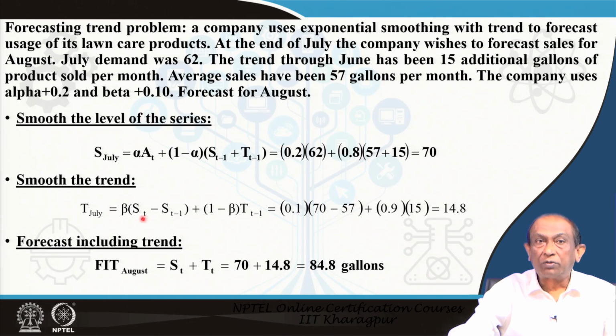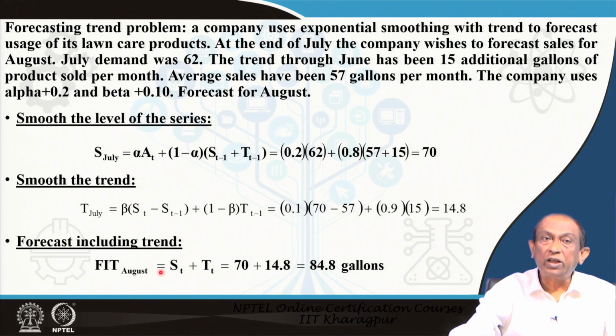So, what we have done? We have substituted beta equals 0.1 because beta has been given as 0.1, multiplied by the smoothed value of the average level, which is 70, which was computed in the first step, minus the smoothed value of the average level till one period back, that is up to June, which is given as 57 gallons per month, plus 1 minus beta, that is 0.9, multiplied by the trend factor through June, which is 15. So, this comes out to be 14.8.